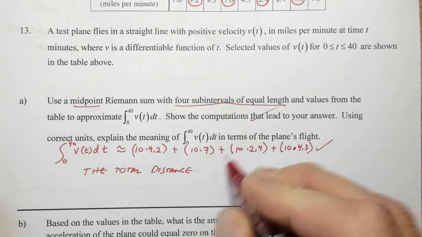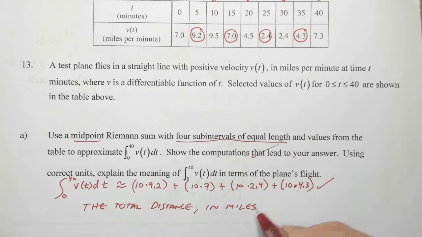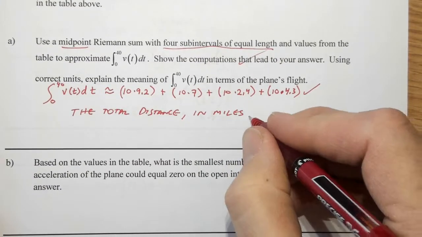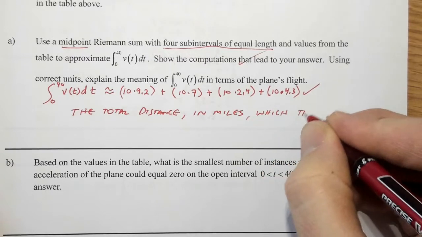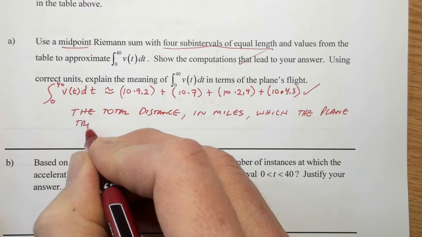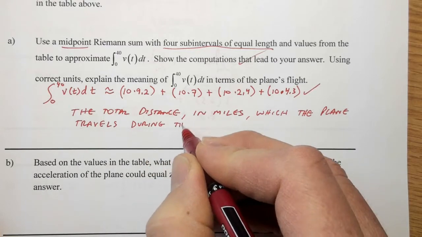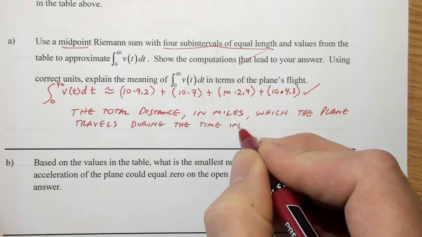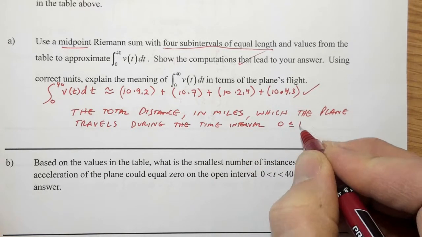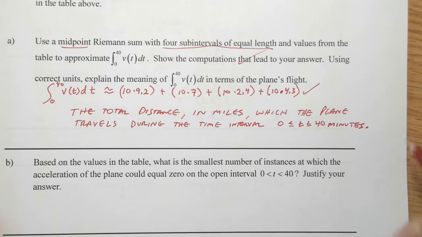and it says use correct units. So the total distance in miles, because we are told that v is in miles per minute. So we're talking about miles here. The total distance in miles which the plane traveled, whichever you prefer, during the time interval from 0 to 40 minutes. Again, we need those units as well. Okay.